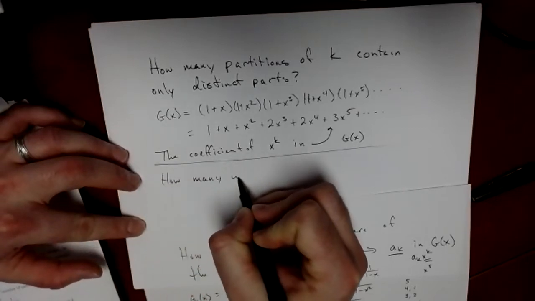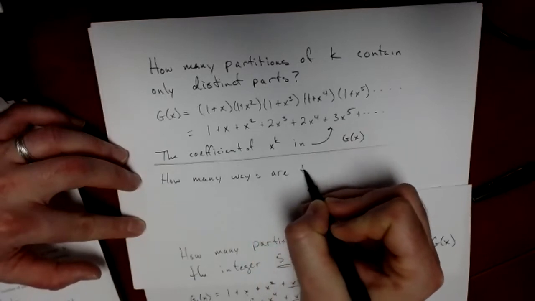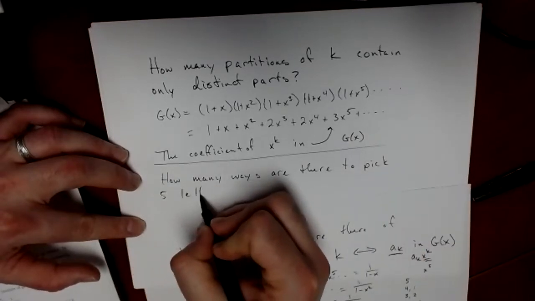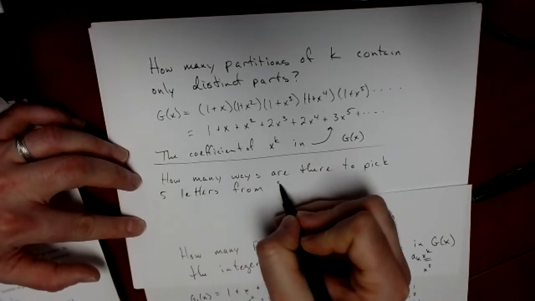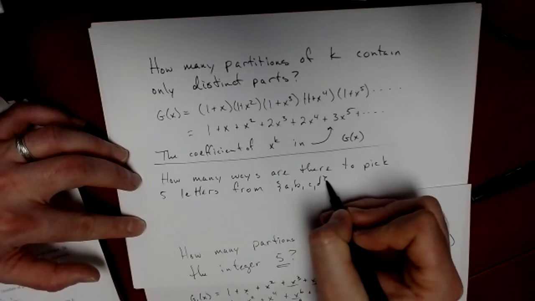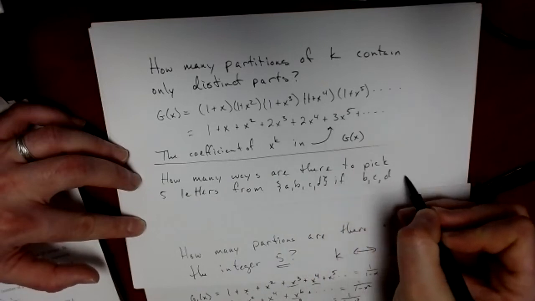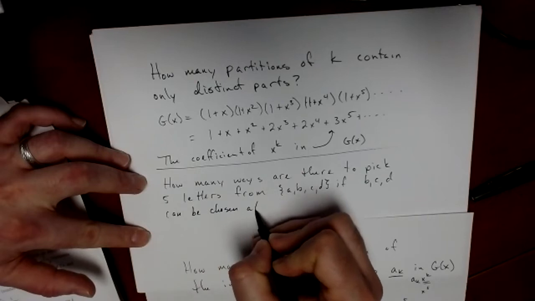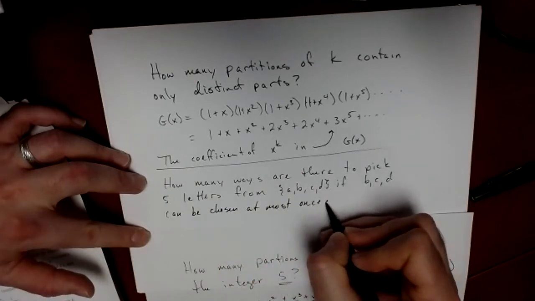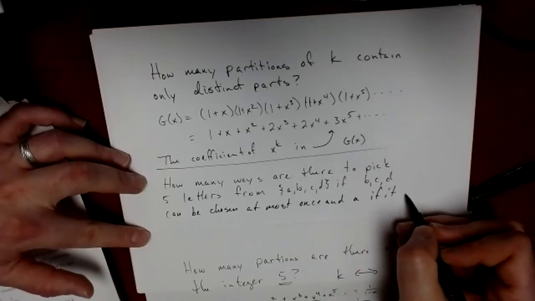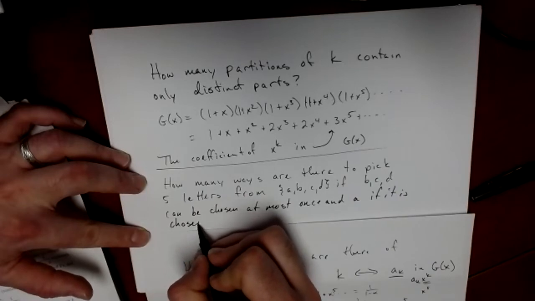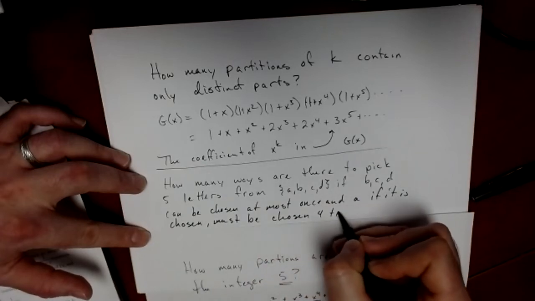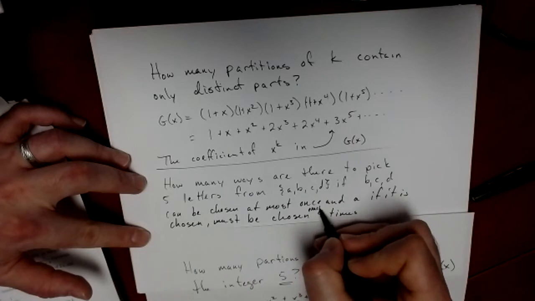how many ways are there to pick 5 letters from A, B, C, D if B, C, and D can be chosen at most once, and A, if it is chosen, must be chosen exactly 4 times.